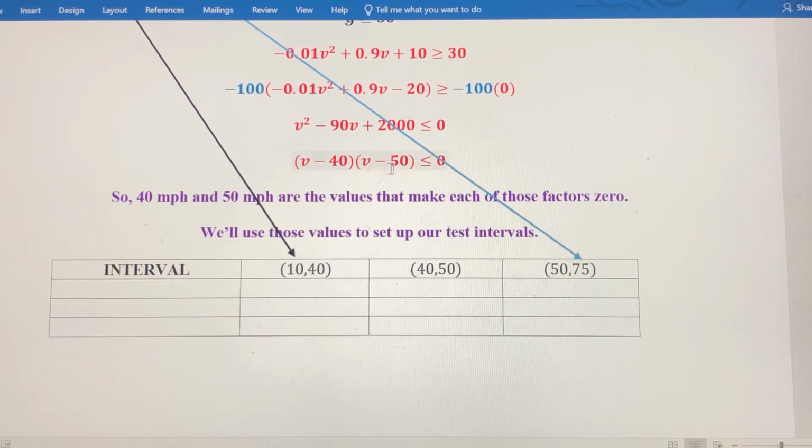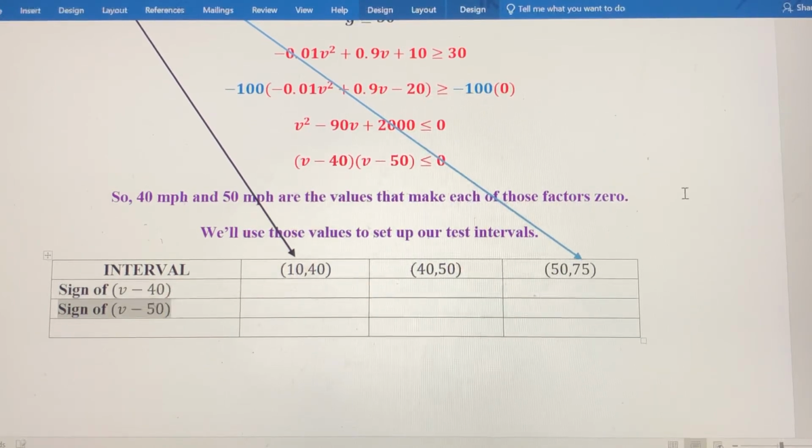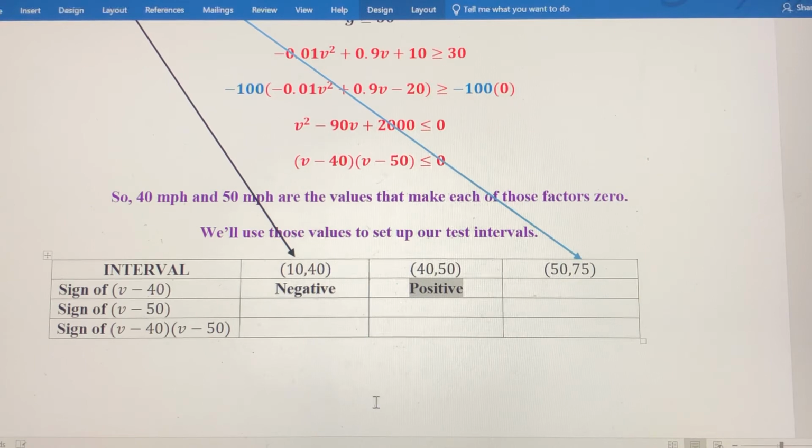All right, so we're going to use these two factors. So I need the sign of v minus 40, I need the sign of v minus 50, and then I need the sign of the product of those two factors from this inequality that we ended up with, okay? So as before, we want to choose values within the interval. So let's say 30 miles per hour here. So 30 minus 40 is going to be negative. Let's choose 45 here. So 45 minus 40 is positive. And let's choose like 60 here. 60 minus 40 is also positive, okay?